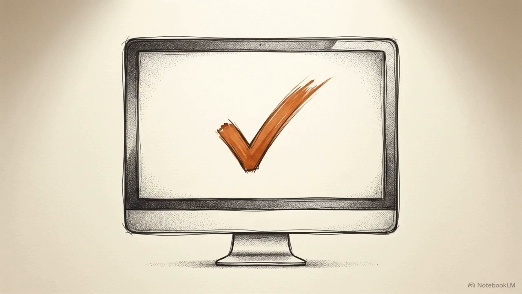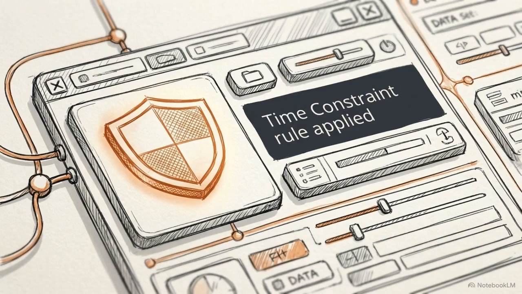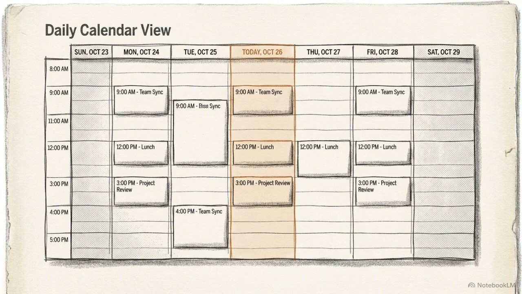On the subsequent test run, the output is clean. The conversational debug successfully locked in the operational constraint. The final element is scheduling.